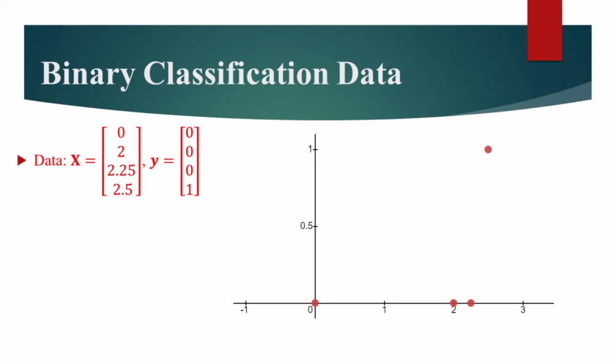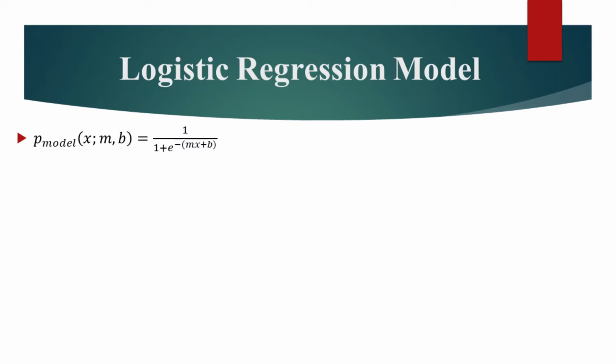Consider the following data. We have a classification task where we want to map inputs to either zeros or ones. Logistic regression is a popular approach for these kinds of problems. The model for the binary logistic regression looks as follows. It is a logistic sigmoid, but in this case parameterized with M and B.